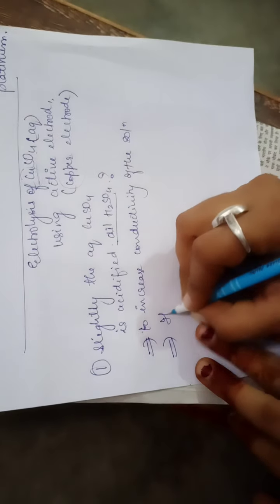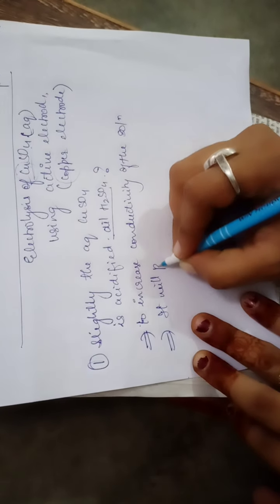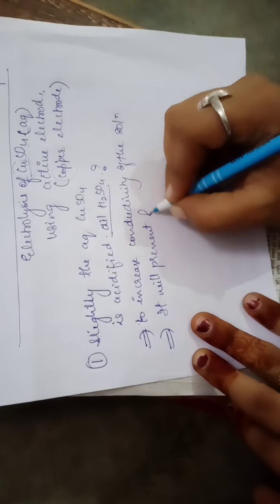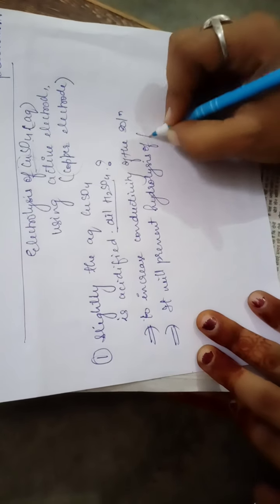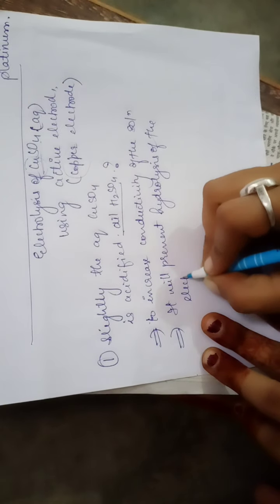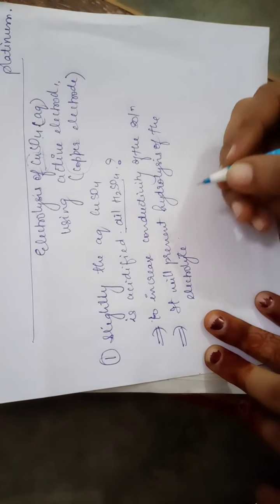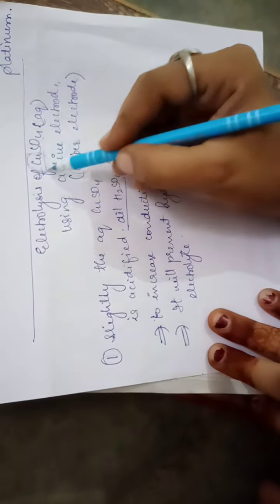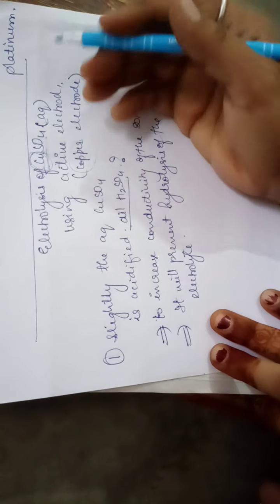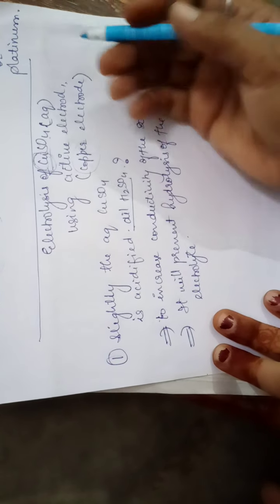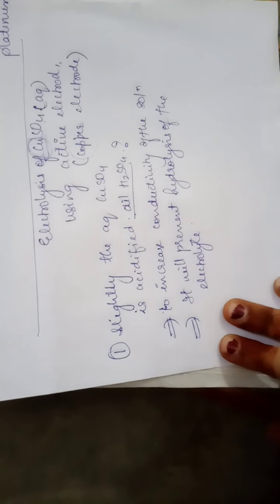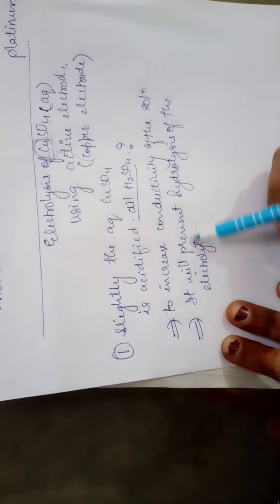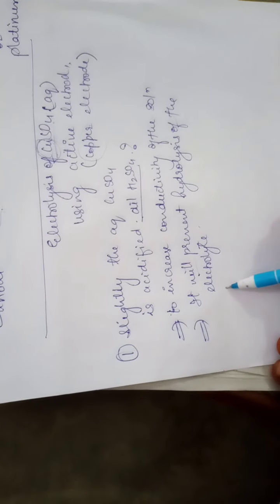And the second thing is we do not want the electrolyte to get hydrolyzed, so it will prevent hydrolysis of the electrolyte. Children, what is hydrolysis? We do not want this copper to get hydrolyzed. That means it should not react with water and it should not form copper hydroxide. Are you getting? It should not react with water, so it will prevent the hydrolysis of the electrolyte.